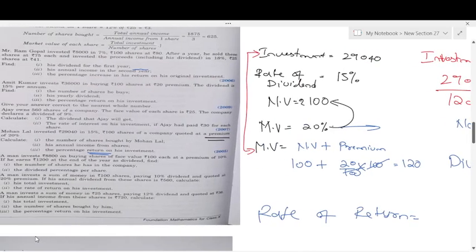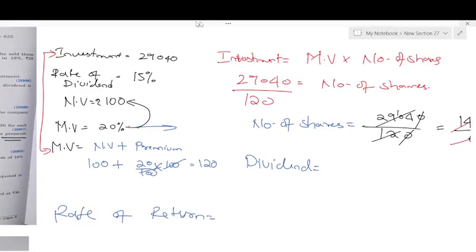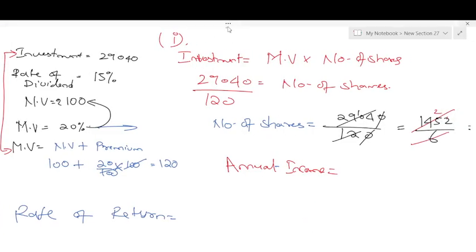Next, dividend or annual income. What is given? You have to find what? Annual income. Dividend and annual income. That's it, right? But you'll write it as annual income. You have to write annual income. What's the formula for annual income and dividend, students? Based on what do we calculate? Nominal value or market value? Annual income is calculated on nominal value.